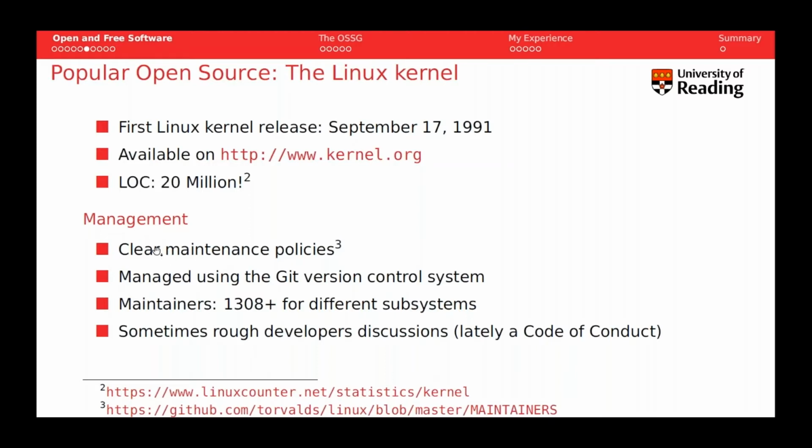That's a lot in the area of Microsoft Windows, of course, except the third-party tools that come with Windows. Okay, in terms of management, it has clear maintenance policies. It is managed using the Git version control system that is now widespread in industry, used by all the commercial companies because it's simply great. And it has more than 1,300 maintainers for different subsystems. So there are 1,300 developers in charge of merging patches, and they form a hierarchy of tree merges at the top of which is at the moment Linus Torvalds.